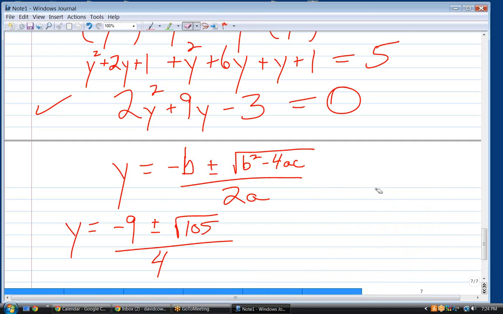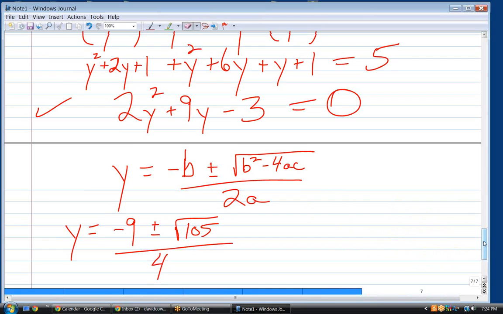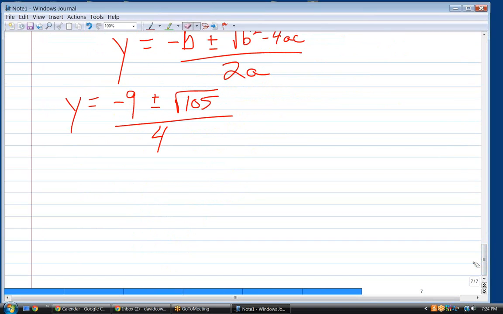Can that be reduced? I don't think so. 105, I don't believe, has any factors that are perfect square numbers, does it? The only factors I can think that it has would be 5 and 21. And 21 is 7 times 3, so we have 5 times 7 times 3, all prime numbers. So there's no way we're going to reduce that.